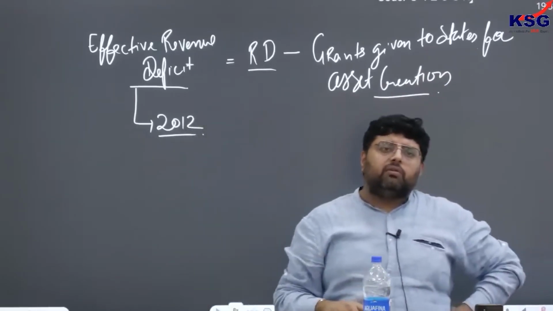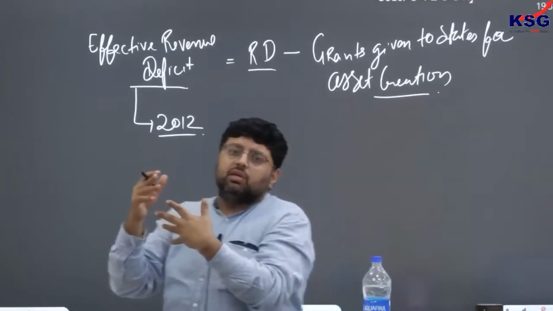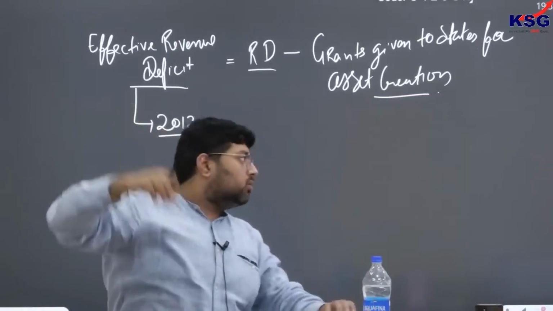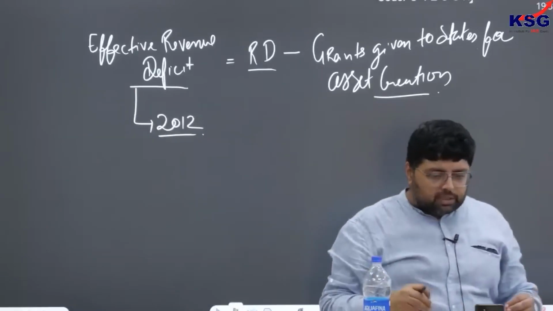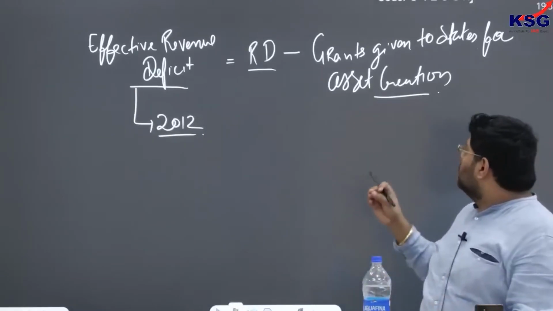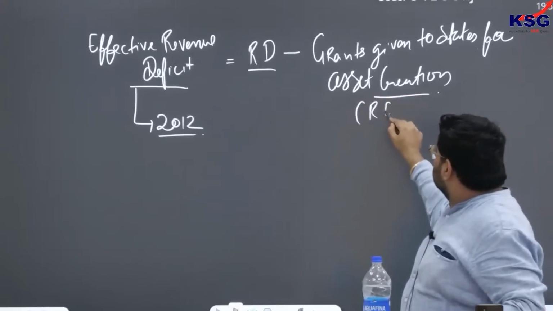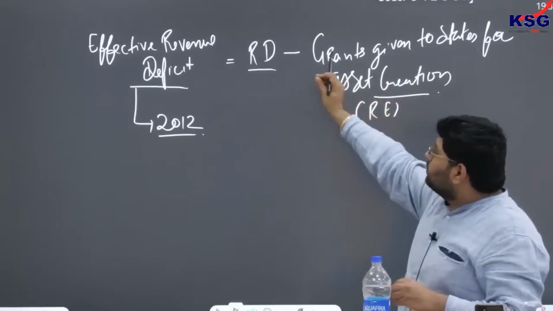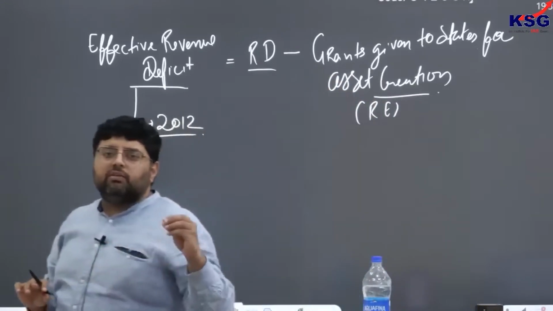So whatever grants I am giving for asset creation, which are going to give returns, but not to the government of India, but to the state government. Grants are part of revenue expenditure. So from that we take grants and exclude them from revenue deficit. Whatever value comes out, that is known as effective revenue deficit.